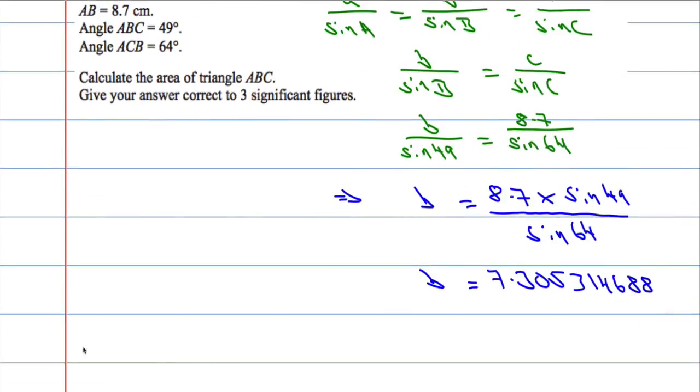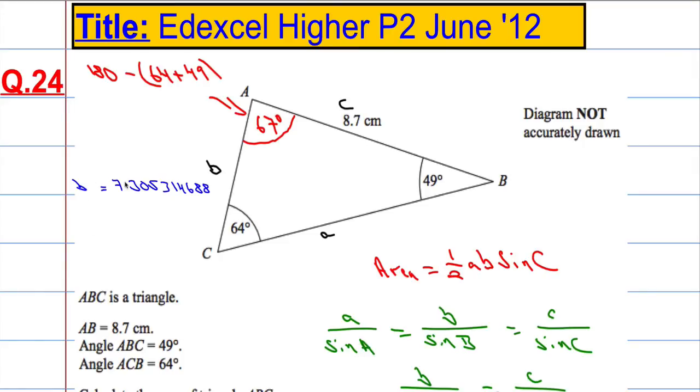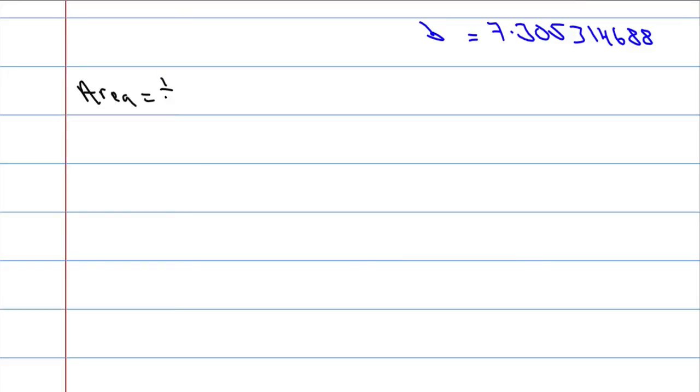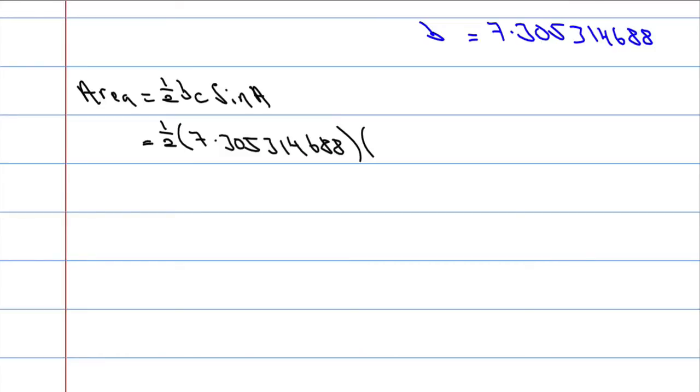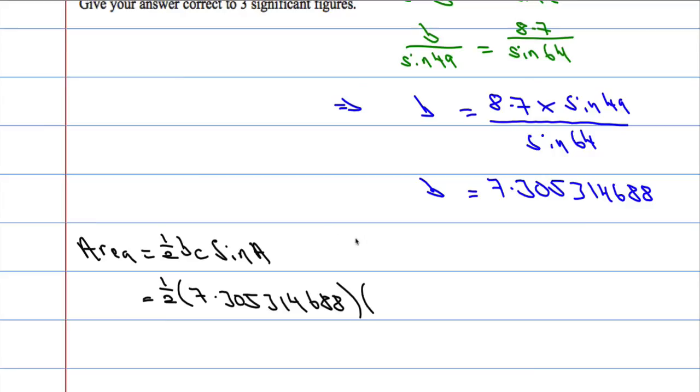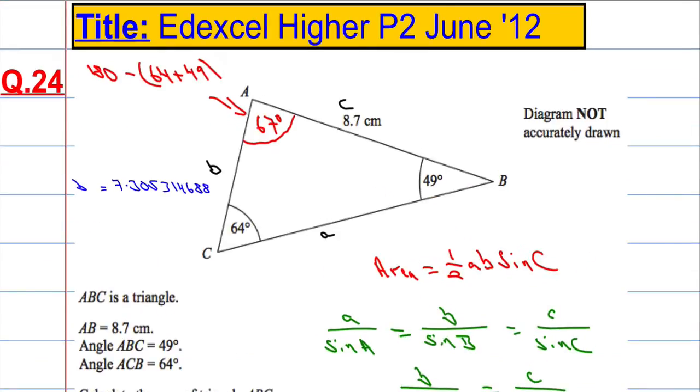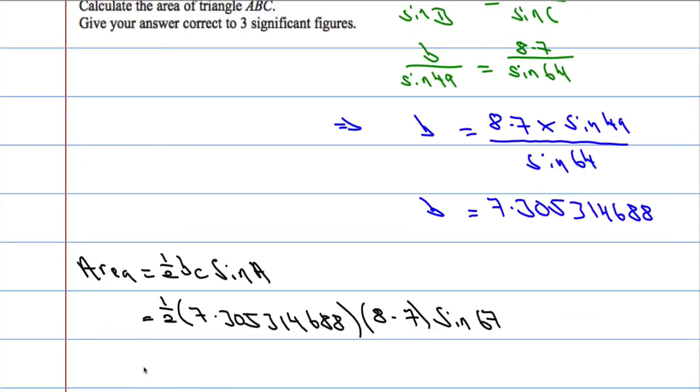So the area in this case is going to be half the product of two sides, B times C, by the sine of the angle in between, which will equal half times, put in B, 7.305314688, times C, which is 8.7, times the sine of the angle in between, which was 67. Let's just check that we've got all those numbers right. Yep, looks good. Let the calculator do all the hard work for you.